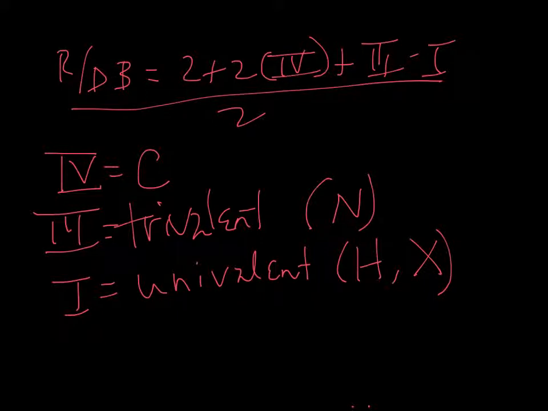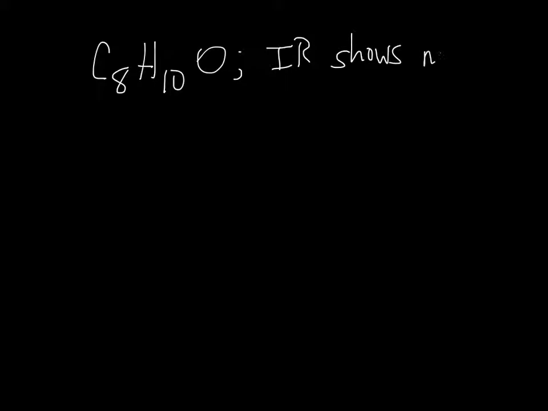So, one example, and this will be where I end. Got it that time. The example that we're going to do first is C8H10O. And we're going to say that the IR shows no alcohol.